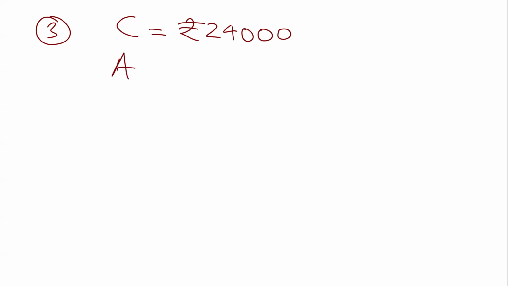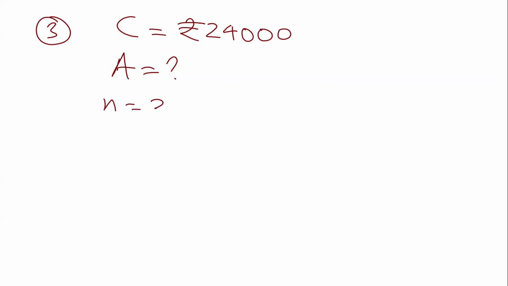We are supposed to find out A, which is the accumulated value of, once again, the annuity due or annuity immediate, which is not mentioned over here. 24,000 is invested every 6 months. So at the beginning of 6 months or at the end of 6 months, it is not mentioned. So we'll consider annuity immediate itself by default. And annuity immediate is also called ordinary annuity.